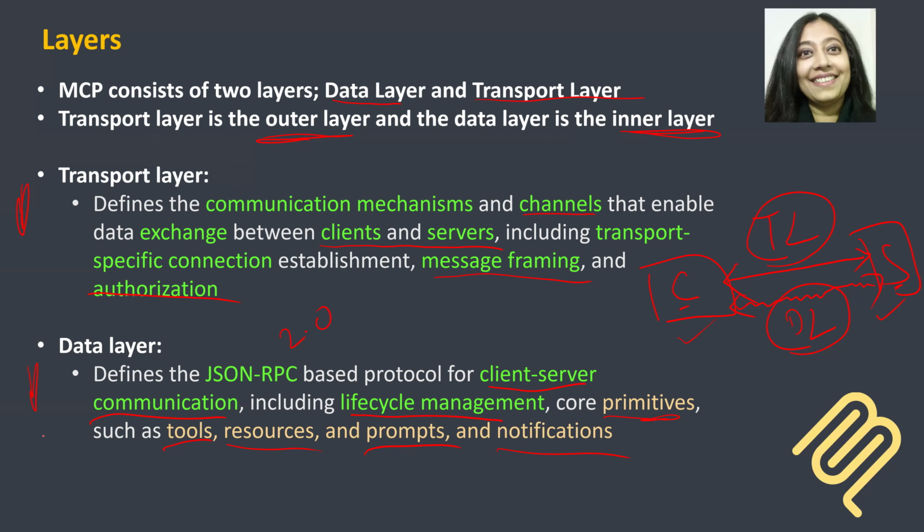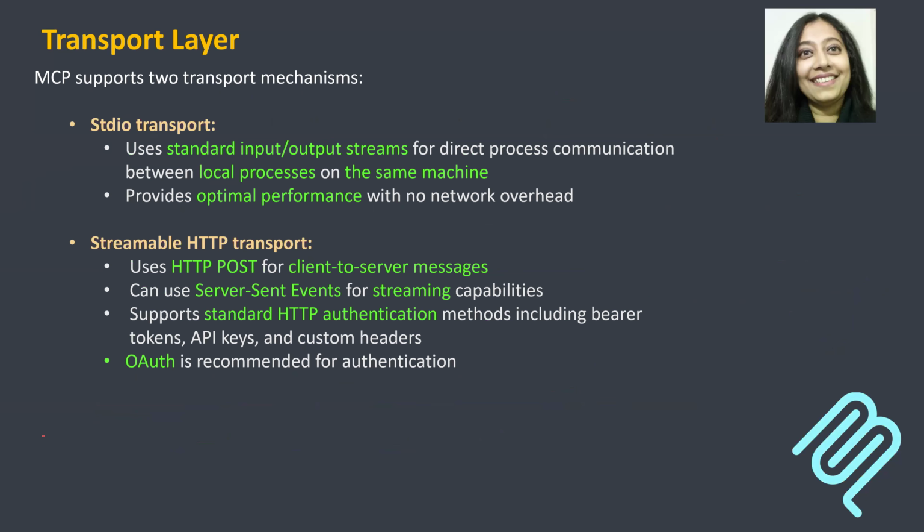Now let's look at both of these layers in detail. Transport layer. Transport layer supports two transport mechanisms, stdio and streamable HTTP. Now let's look at stdio. STD is standard input output, right? So standard input output, that is what your stdio is. It uses standard input output streams for direct process communication between local processes that are running on the same machine.